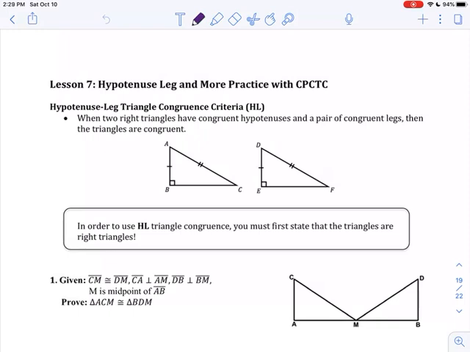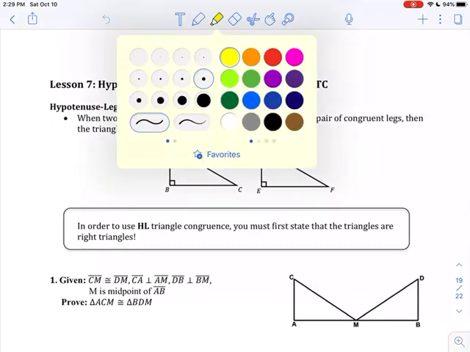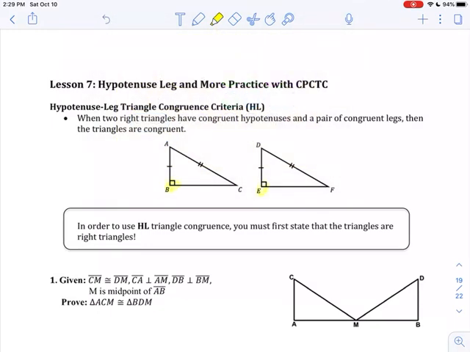Hypotenuse-leg proofs are probably my least favorite, only because students tend to mess them up. So hypotenuse-leg proofs, you have 2 right triangles, and they're congruent because of the hypotenuses and one of the legs. It doesn't matter which set of legs we have. So I have a picture right here, triangle ABC, triangle DEF. You can see that they're both right triangles because angle B is a right angle and angle E is a right angle. And then they have the hypotenuse and they have one of the legs.